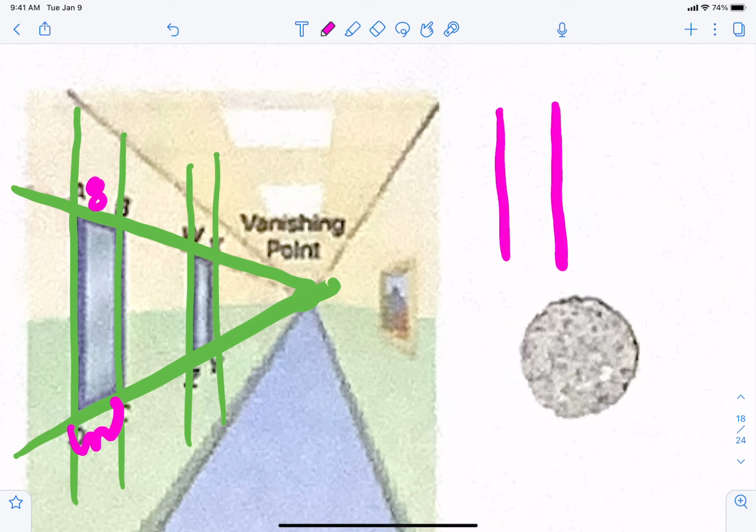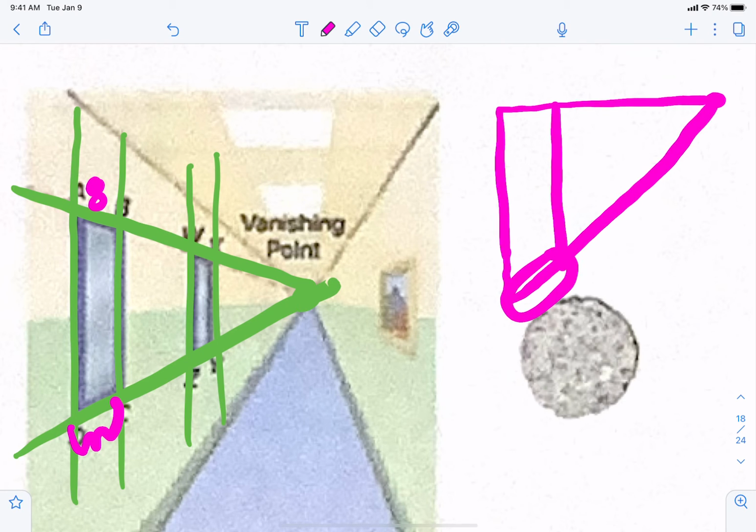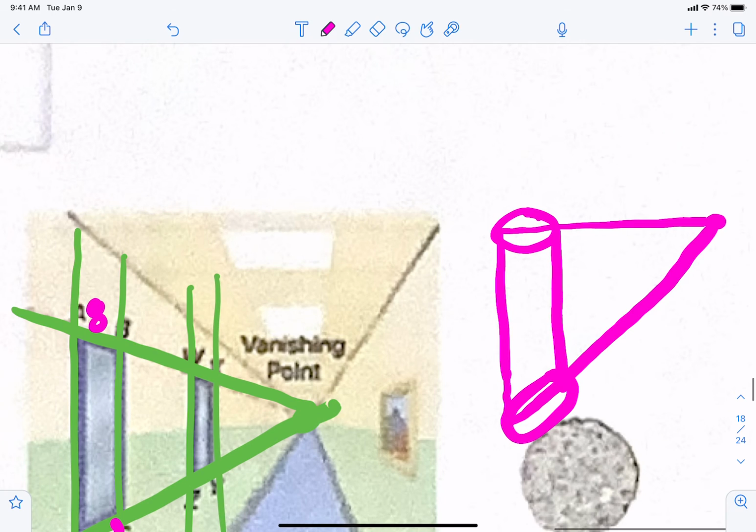So let's say I'm drawing my window, and let's say my vanishing point is up here, okay? And I draw my line this way, and I draw this vanishing point to this way. Is this length going to be the same as this one? No. This is where it's confusing, on the paper.